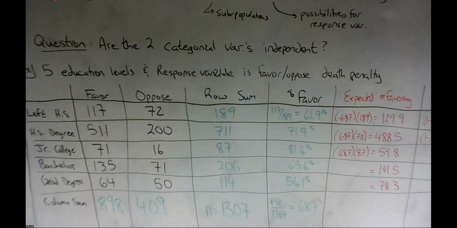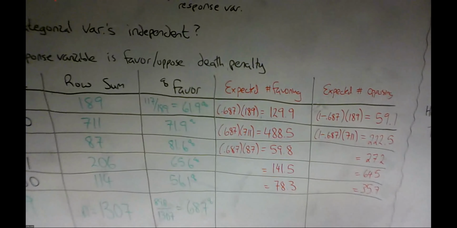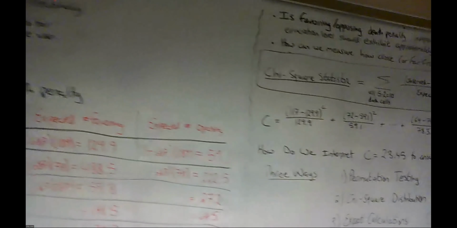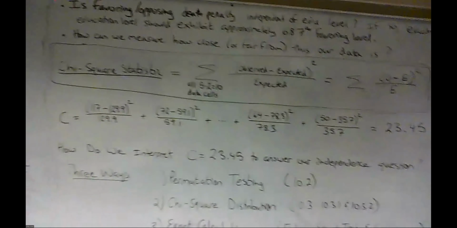Green doesn't seem to show up too well. The red's pretty good. And then the last column.